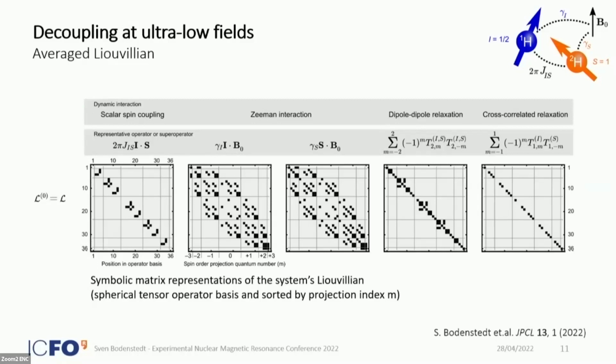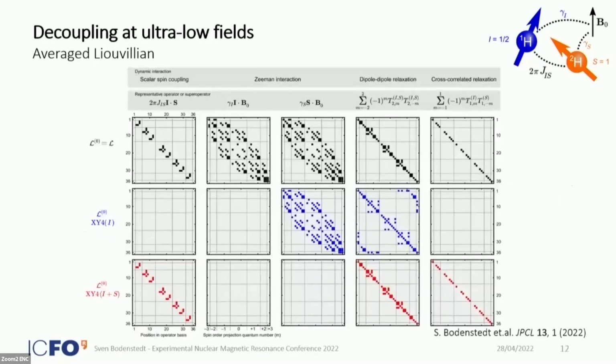This is in a spherical tensor basis, and I think they are sorted by the projection index M just to somehow get a block diagonal shape of these matrices. They only show non-zero elements, so don't think that all of these components have the same amplitude. All the elements which are non-zero are highlighted here. And then you can have similar thoughts as in the previous slide.